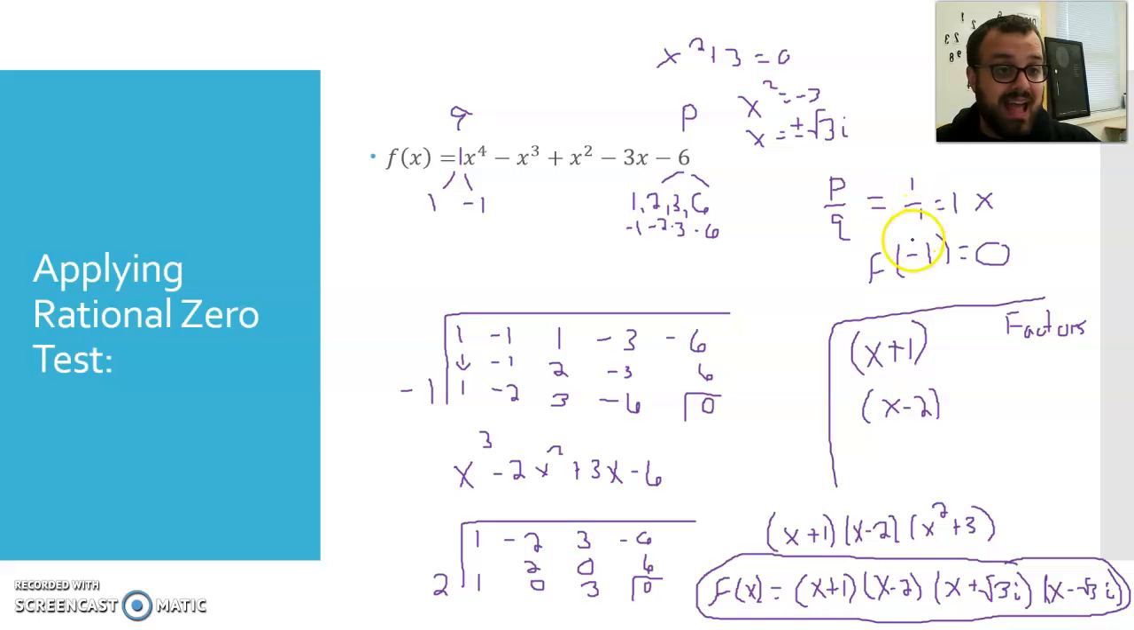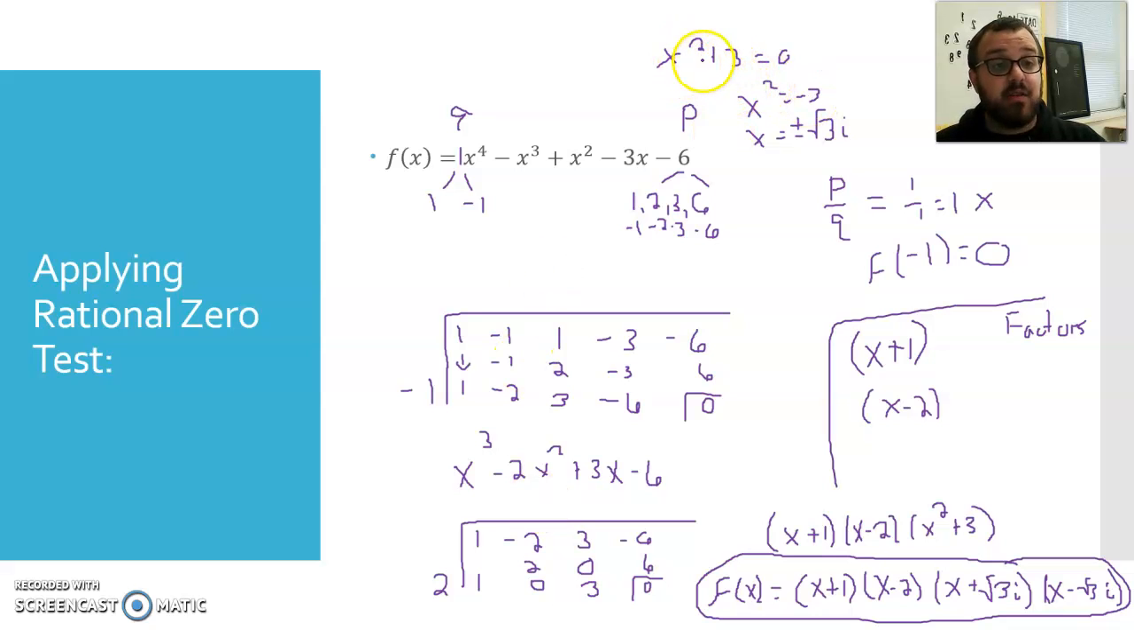So I tried 1 and negative 1. Negative 1 happened to work. I could have tried 2, negative 2, 3, negative 3, all of these p-values divided by q-values, until I find one that works. Synthetically divide that number out. If you're at a quadratic, you can use our quadratic methods to find your last two roots and write out your factors. If you're not at a quadratic, do your p's and q's again and plug them in until you find one that works. I found 2 worked. I did it again, got 0 as my remainder, as I should, and got x squared plus 3.